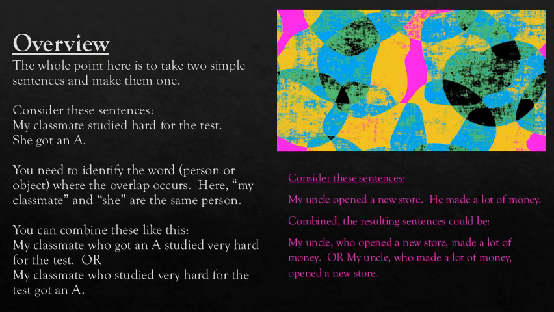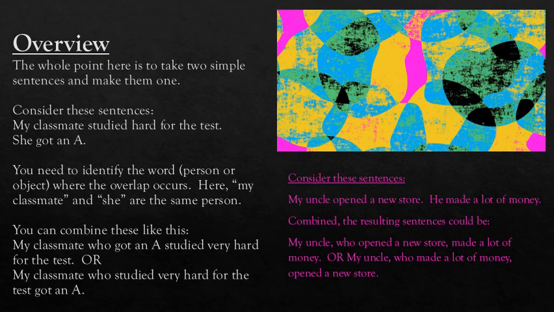Another example over here in the purple. My uncle opened a new store. He made a lot of money. Okay, two completely separate sentences. Now, if we were using coordinating conjunctions, my uncle opened a new store, comma, so he made a lot of money. If we were using adverb clauses, because my uncle opened a new store, comma, he made a lot of money. But now we are looking at adjective clauses.